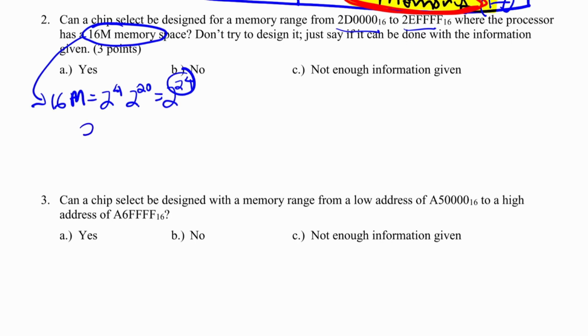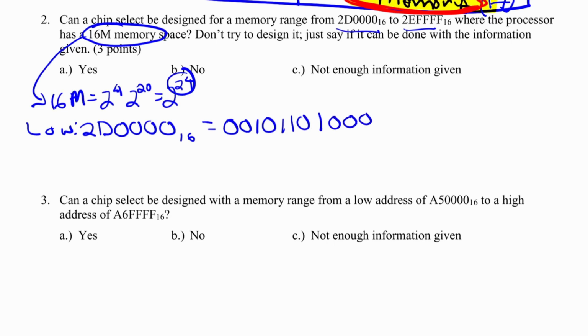Now, what about converting these guys to binary? 2D0000 base 16, that's the low address, right? So we've got 2 is 0010, D is 1101, and then we've got 16 bits of zeros. Get all of these down here. All right, so there it is in base 2.